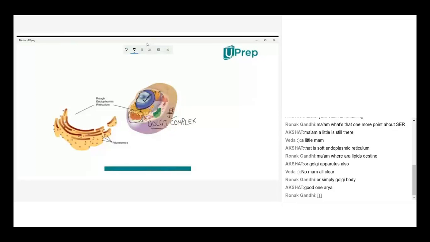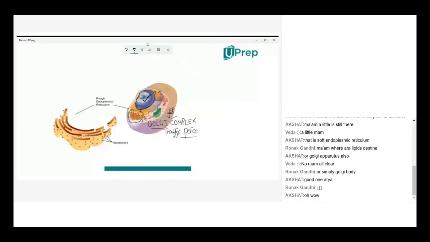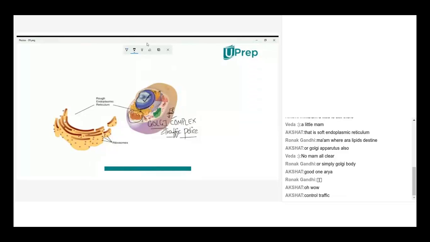Generally, Golgi complex is called the traffic police of the cell. I hope this is a word you would have heard. Traffic police, what will they do? They will check and correct on the signals. The maintenance of order. Control traffic. So indirectly, Golgi apparatus checks what is coming in and what is going out.